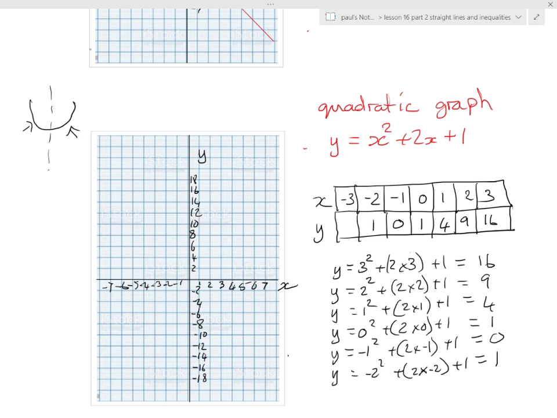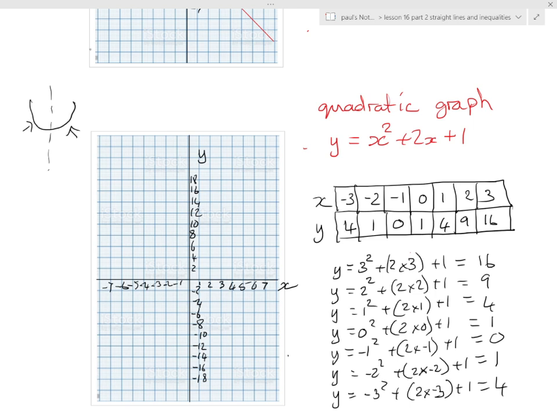Now, y equals minus 3 squared plus 2 times minus 3 plus 1 equals that. Minus 3 squared is 9. 2 times minus 3 is minus 6. So 9 minus 6 is 3 plus 1 is 4.